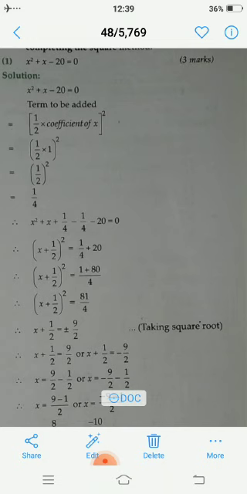Now we have to take the LCM here because 1 by 4 is there and 20 upon 1. So we have to multiply it by 4 so that we get the denominator term. Now that will be 1 plus 20 into 4 by 4. So that is 1 plus 80 by 4. Now here again we got the perfect square. Now x plus 1 by 2 whole bracket square equals 81 by 4. So 81 by 4 is the perfect square of 9 by 2.